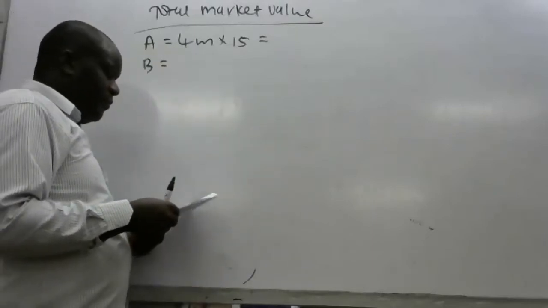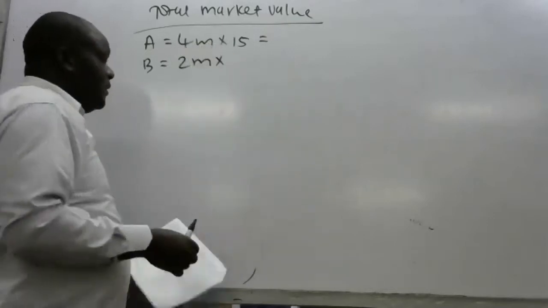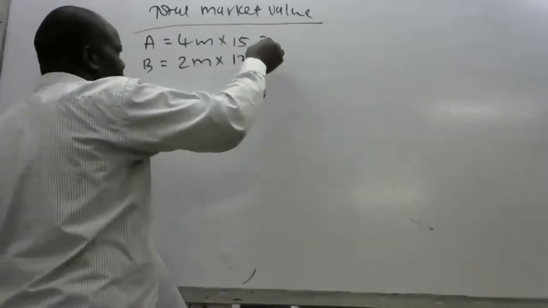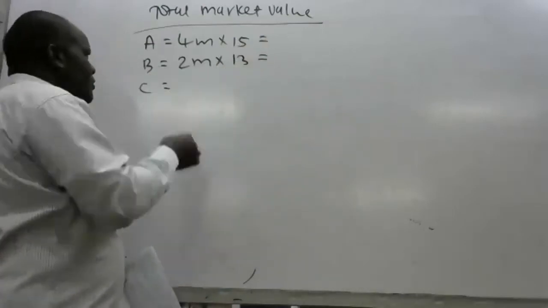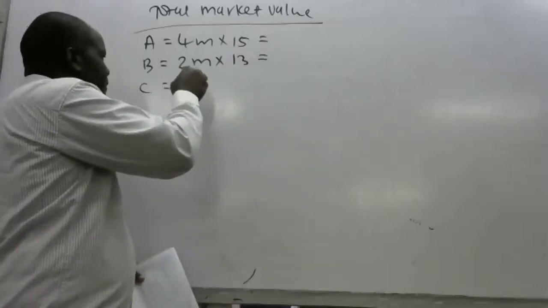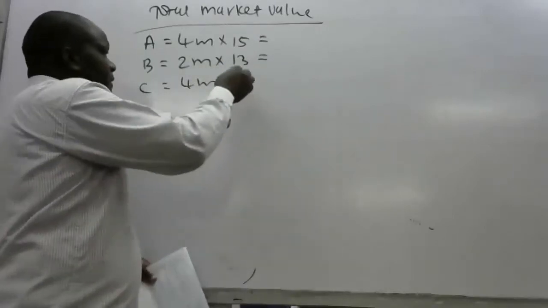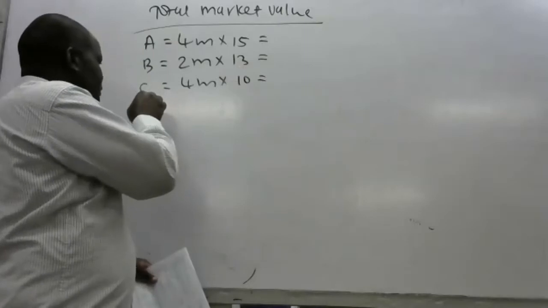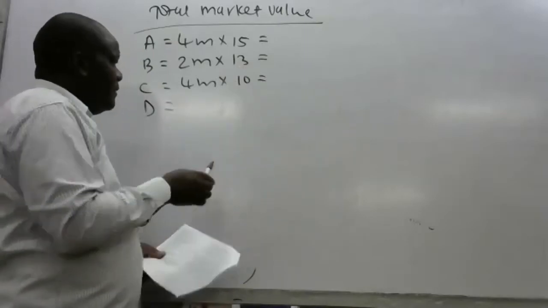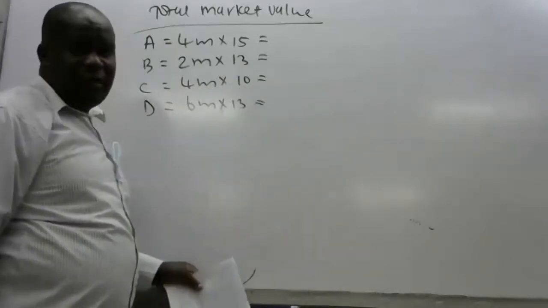We go to B, which is meant to be 2 million. Market price per share was 13. We go to C. C, it is 4 million. Market price per share was given as 10. So D, you are given 6 million, also multiplied by 13.